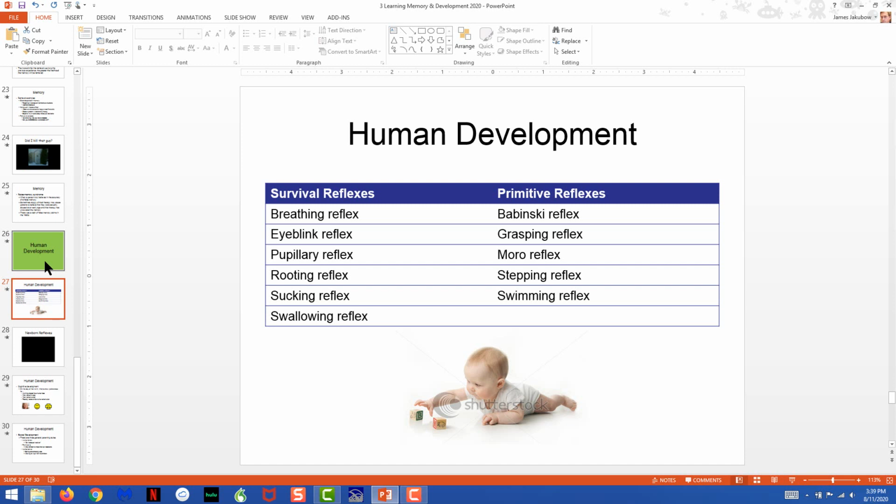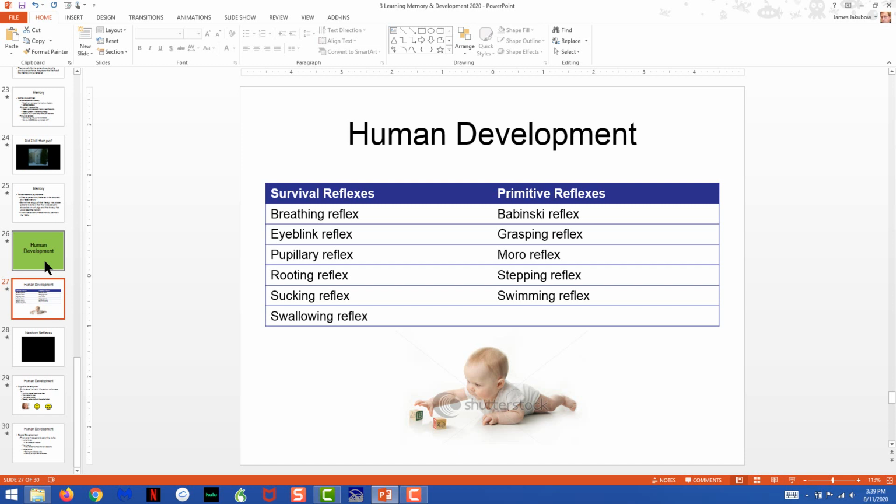One of the easiest ways to deal with this is to take a look at the primitive reflexes in a video, which is what we're going to do. The survival reflexes are fairly straightforward. You don't really need to see them play themselves out, like breathing, eye blink, pupillary reflex. Those are fairly straightforward. The rooting, sucking, and swallowing are just basically related to breastfeeding. So that's a fairly straightforward story itself.